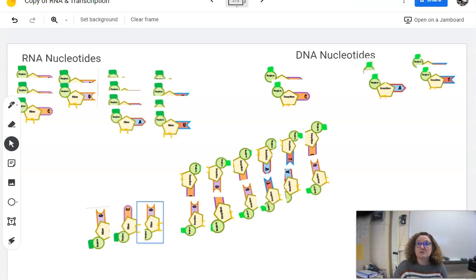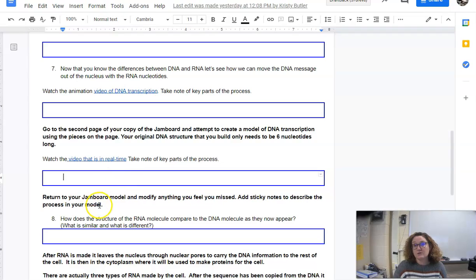So you can take some notes on that, do your model, and then there's another video to watch. You can watch this video. It does it in real time. See if you need to modify your model at all. Okay, and then you're looking at the structure here in terms of how they're the same or different. So that's the idea that the RNA is single-stranded, DNA is double-stranded, RNA has the U, DNA has T, but they still both have A, G, and C. Okay, and you're still bonding A to T or A to U, C to G, and G to C.